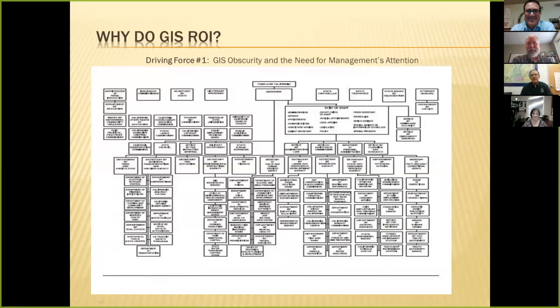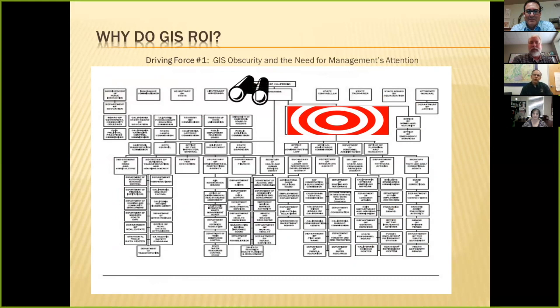All right, so let me paint a different picture. GIS can really pop up anywhere within an organization. Maybe it's here, maybe it's there, maybe it's in a lot of different places, or perhaps it's even centralized. What I hope you can begin to appreciate is that there's really no common roadmap for the executives of your organizations to find and understand GIS, as well as its organizational role and its contribution.